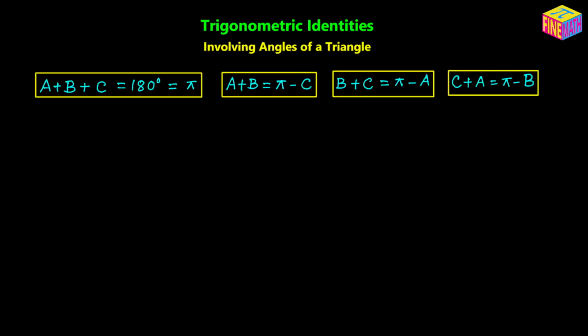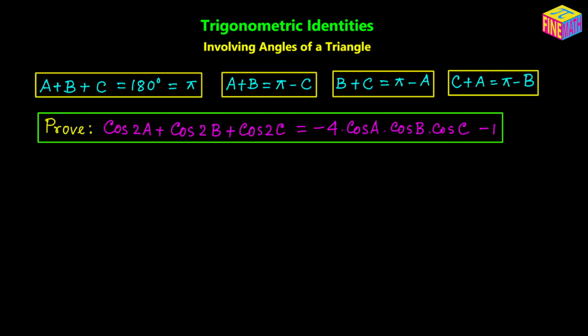Hi everyone, in this video we are going to prove another trigonometric identity involving the angles of a triangle. Here the trigonometric identity is like this: cosine of 2a plus cosine of 2b plus cosine of 2c is equal to negative 4 times cosine of a times cosine of b times cosine of c minus 1.